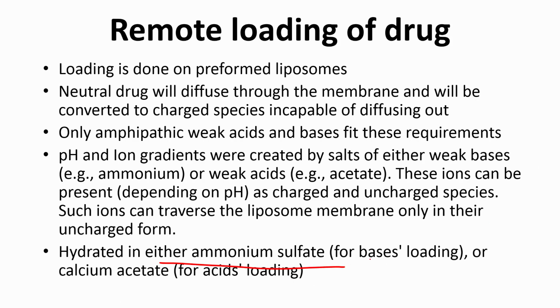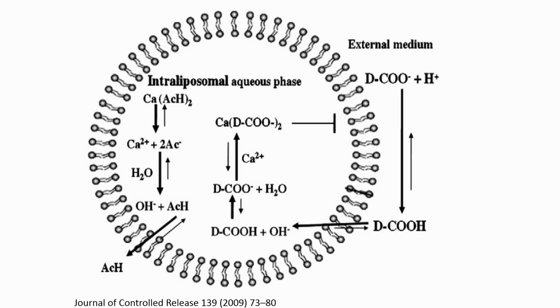These can carry either ammonium sulfate if you are trying to load some weak bases, or they can carry calcium acetate if you are trying to load some weak acids. And so, let us look pictorially at what is happening. In this case, we have encapsulated calcium acetate into these liposomes, and this can be done at the time of formation. Calcium acetate is a very cheap molecule and you can make a very high concentration and get a very high concentration in the liposome that is present with a certain pH, right.